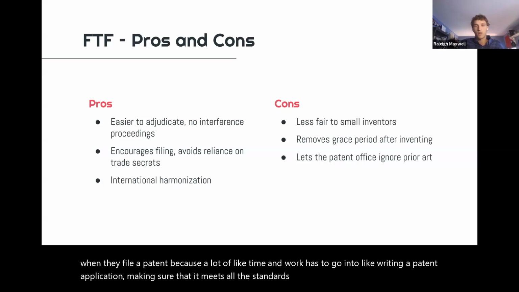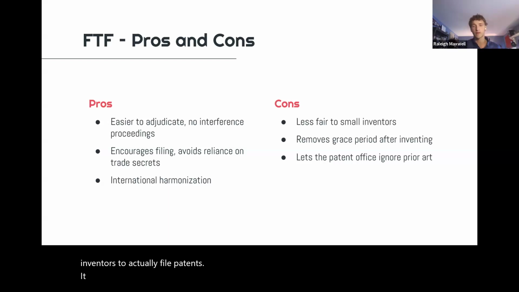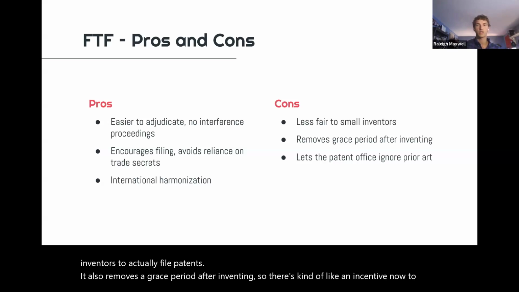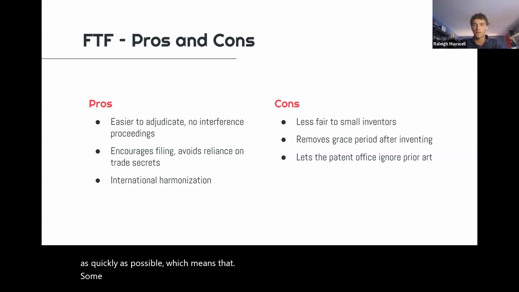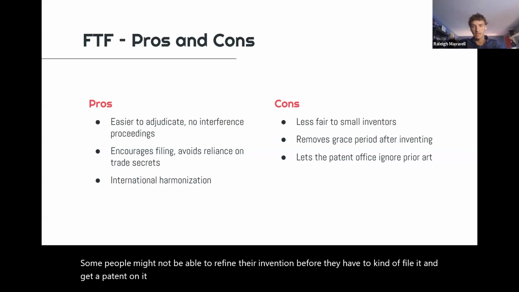So it's very hard for small inventors to actually file patents. It also removes the grace period after inventing. So there's kind of an incentive now to file as quickly as possible, which means that some people might not be able to refine their invention before they have to file it and get a patent on it. And the final reason is that it might let the patent office ignore prior art.